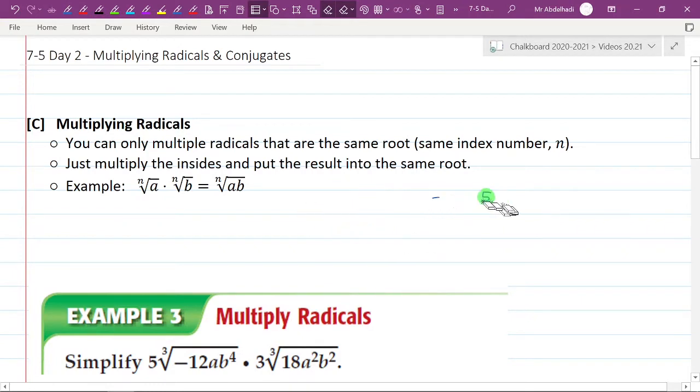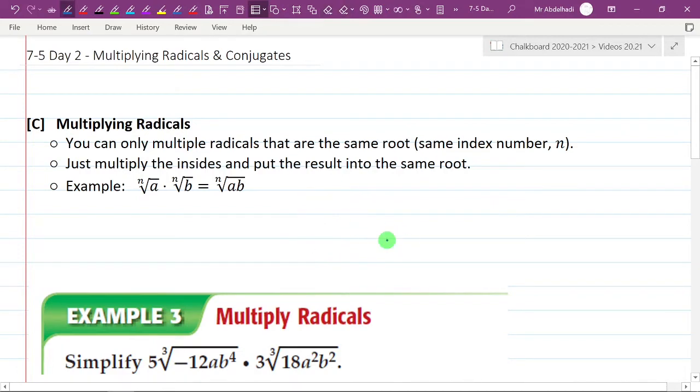But with multiplying, they don't have to be exactly the same. They just have to be the same root. So as long as they're both square roots, you can multiply them. Or as long as they're both 4th roots, you can multiply them. You can't mix and match. You can't multiply a square root times a 4th root. But as long as they're the same root, you can multiply the insides, no problem.